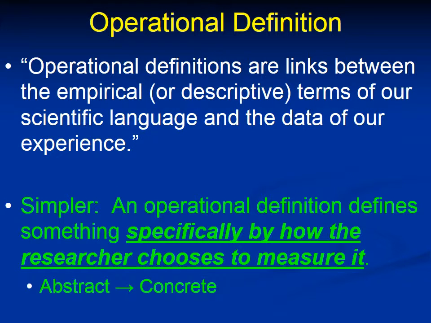Now here's a little briefer definition. Operational definitions are the links between the empirical or descriptive terms of our scientific language and the data of our experience. But my favorite definition is the one in green at the bottom of the slide. An operational definition defines something specifically by how the researcher chooses to measure it, moving from the abstract to the concrete.